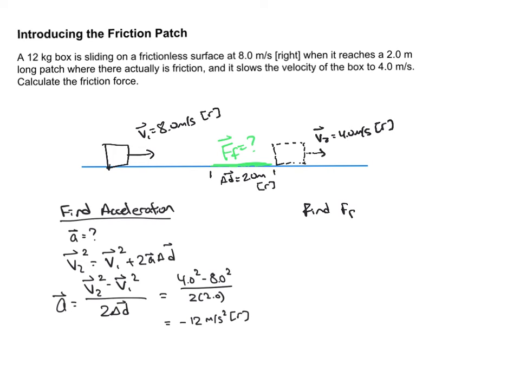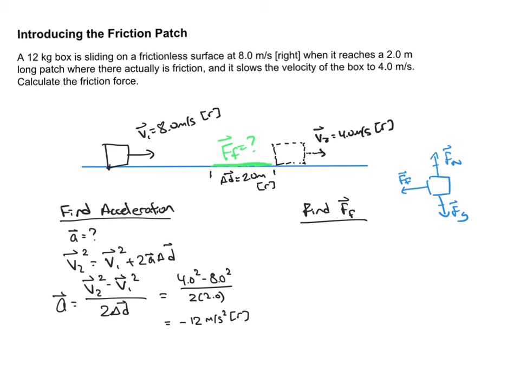to find the force of friction. So my free body diagram will look something like this. There's gravity. There's a normal force. They're going to be balanced out. This object is not accelerating upwards or downwards. It's only accelerating horizontally to the left due to friction.